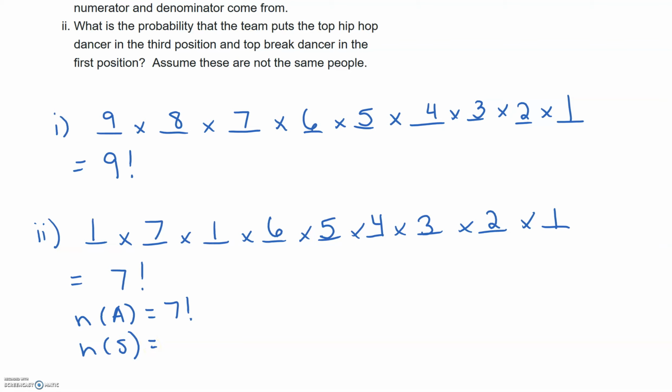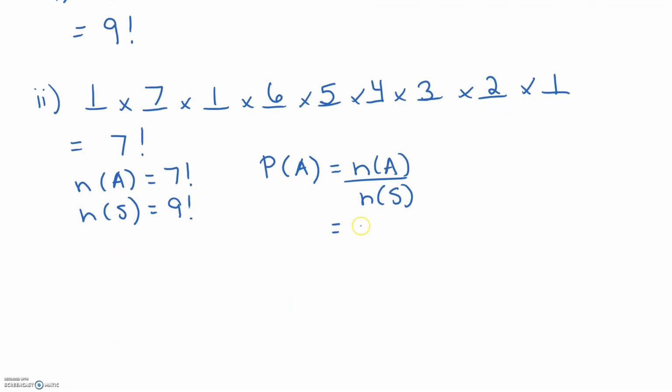So if you're just arranging the dancers in any way, then it would be 9 factorial. So when you do the probability of having the top hip hop dancer in the 3rd and the top break dancer in the 1st position, you're finding the number of ways for that to happen divided by the sample space. And we already talked about why it's 7 factorial for the number of ways to arrange them. And then the total number of ways to arrange that would be 9 factorial.